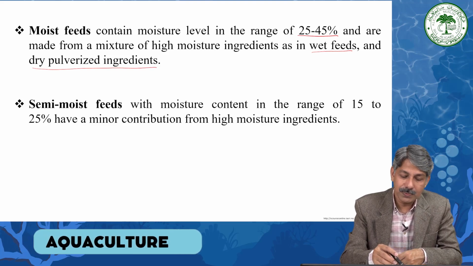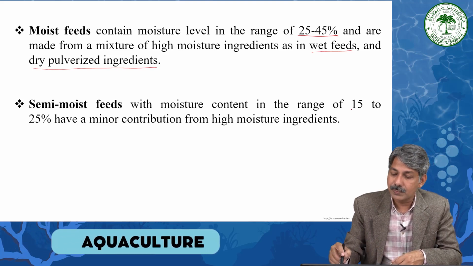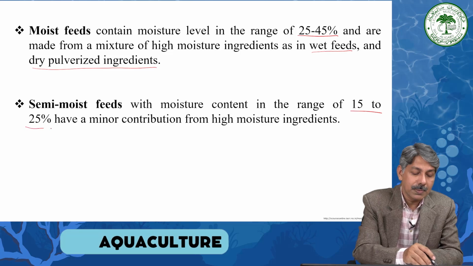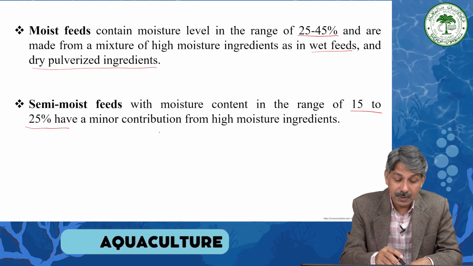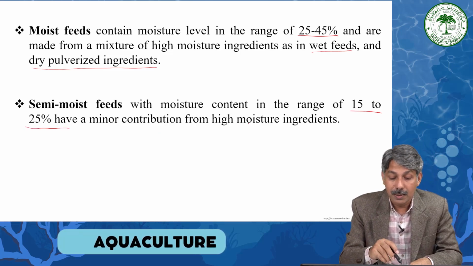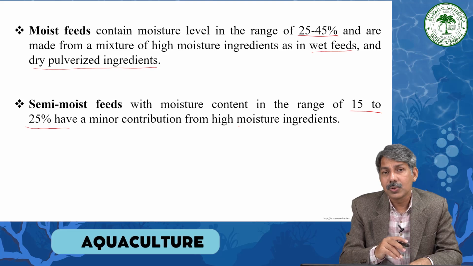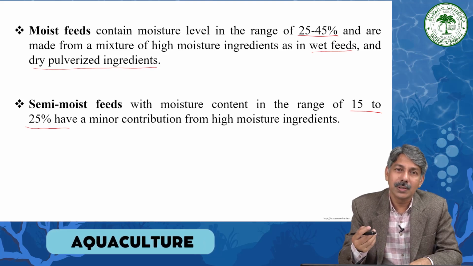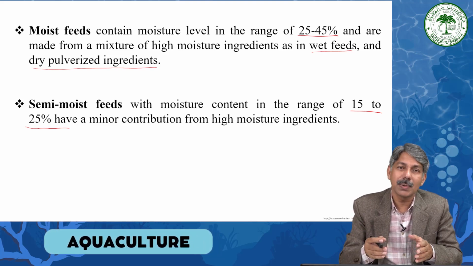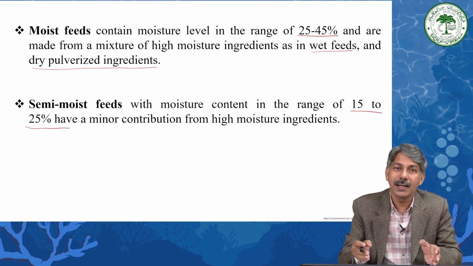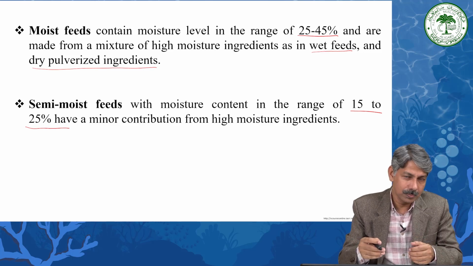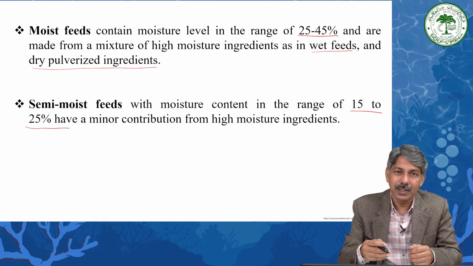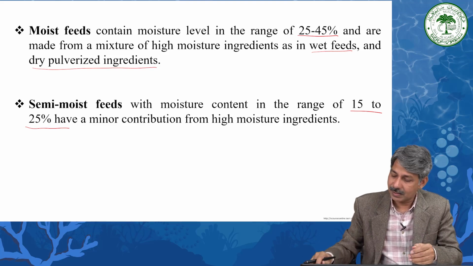We have semi-moist feeds with moisture content in the range of 15 to 25% and a minor contribution from high moisture ingredients. So, you can use ingredients in such a manner that you do not need to add any water or something in order to control the moisture content. Depending on what type of ingredient you are using, you can prepare these diets.